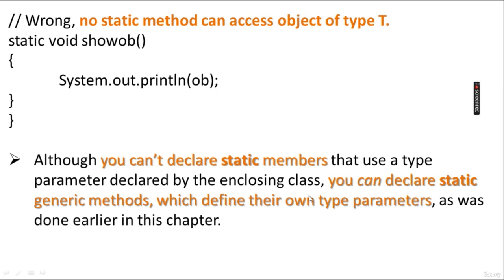You cannot declare static members that use a type parameter declared by the enclosing class. You can declare static generic methods which define their own type parameters, as was done earlier in this chapter. Okay, you can declare static generic methods. Static members cannot use the type parameter declared by the enclosing class, but you can declare static generic methods which define their own type parameters, as was done earlier.